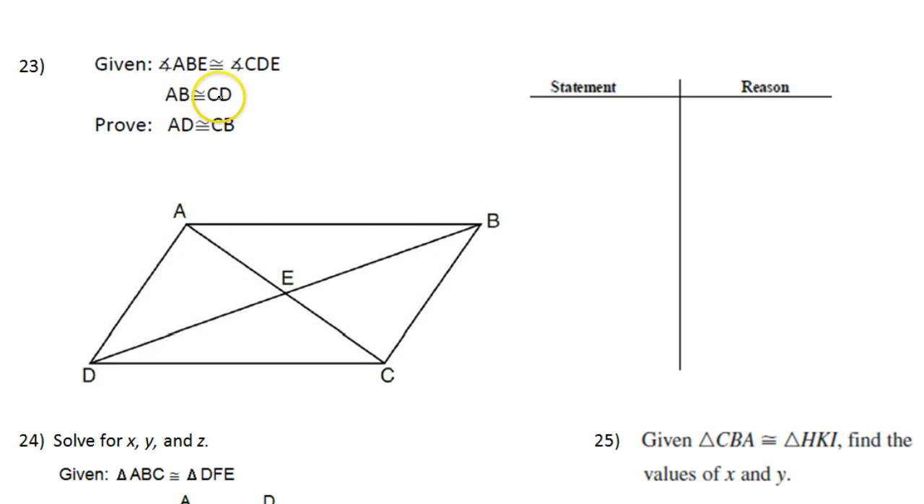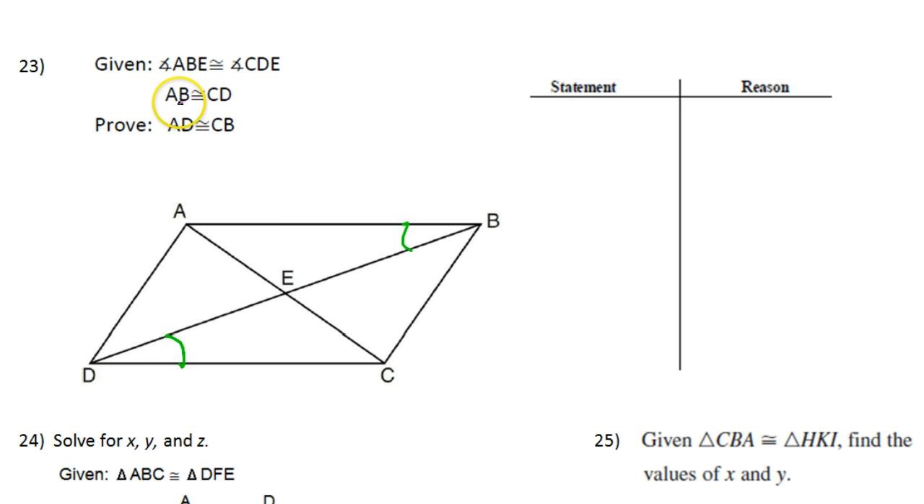All right, number 23, here's another proof. This one doesn't have it all worked out for us, so we're going to have to actually think. Oh, no. Angle ABE, that's this angle right here, is congruent to angle CDE. So CDE, that's this angle right here.